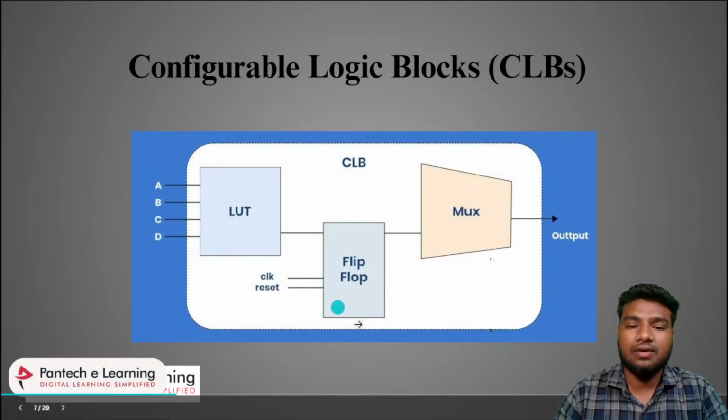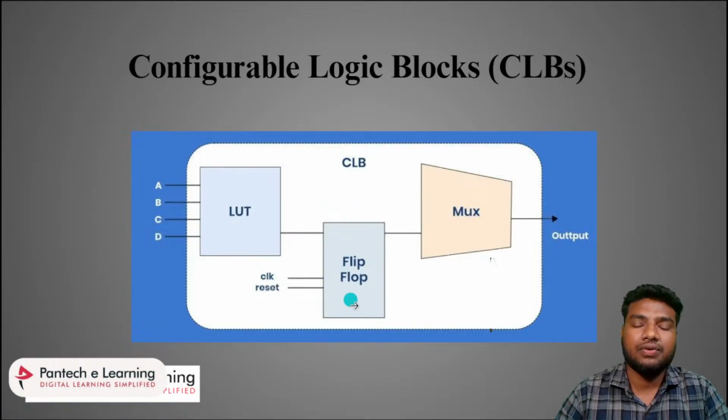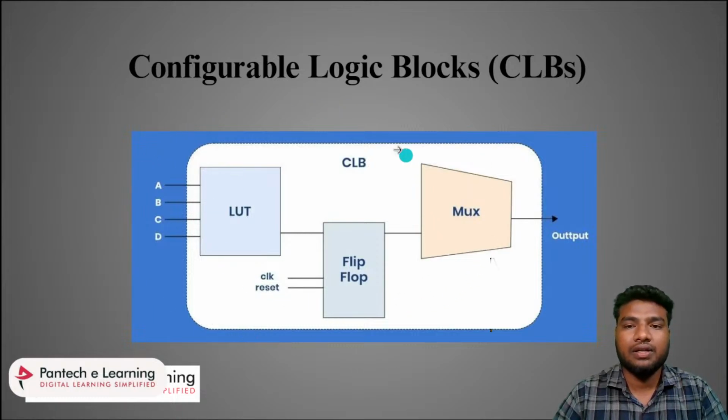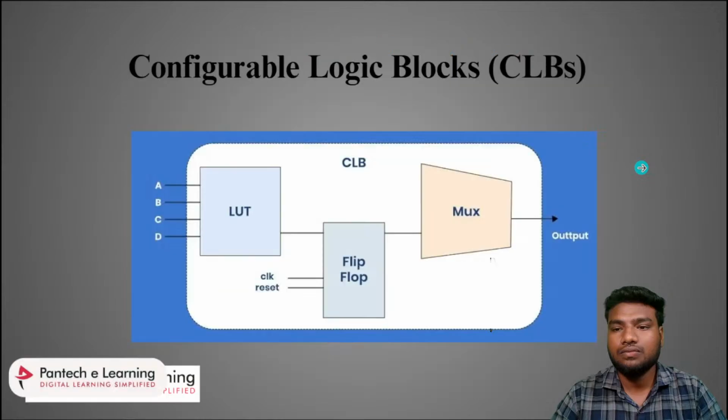So these are the uses of the flip-flops. It will do the combinational logic, and then the sequential logic with flip-flops. In each CLB we can only pass 4 inputs. If in your design code or RTL code you are using more than 4 inputs, it will take additional CLBs, like neighbor CLBs. So this is the CLB architecture.